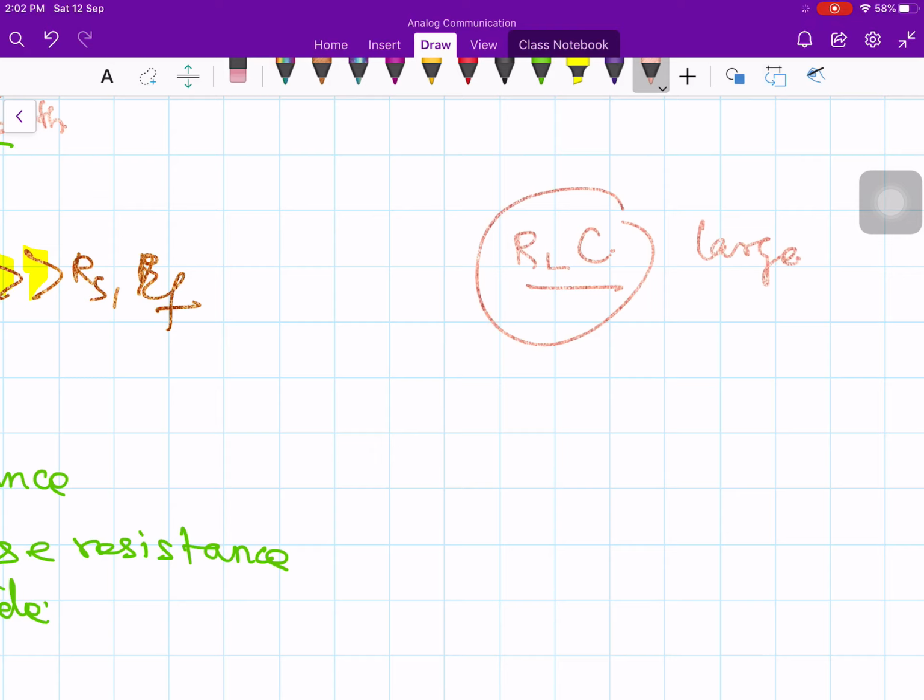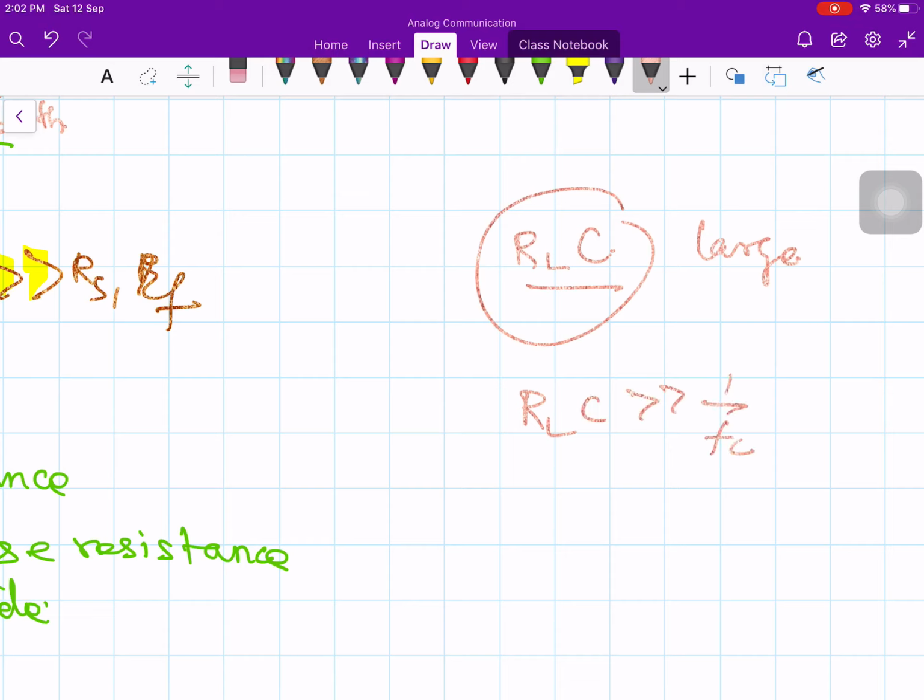How large should it be? The condition says RL times C should be large, but it should be greater than 1 over Fc. Okay, this is one aspect. So this can lead to a situation which is not desirable sometimes. Let us look at the picture once again.